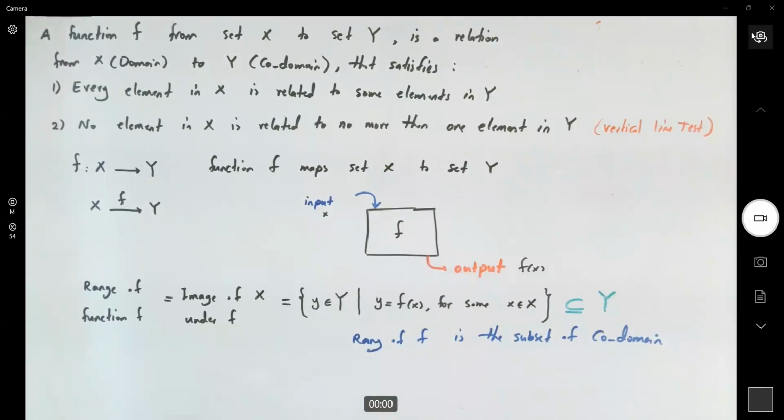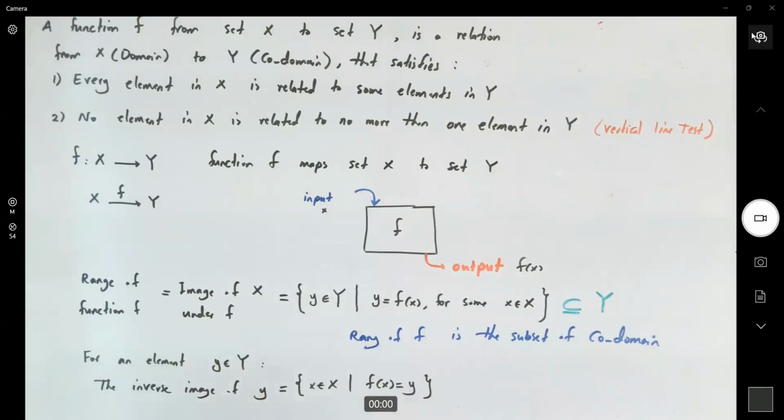We have another definition as well. For an element like y belongs to the codomain Y, the inverse image of y is defined as follows. Is defined as the set of all x values in the domain such that f of x is equal to that y. So this guy is called the inverse image of y. Important definitions: the range of a function and the inverse image of an element.